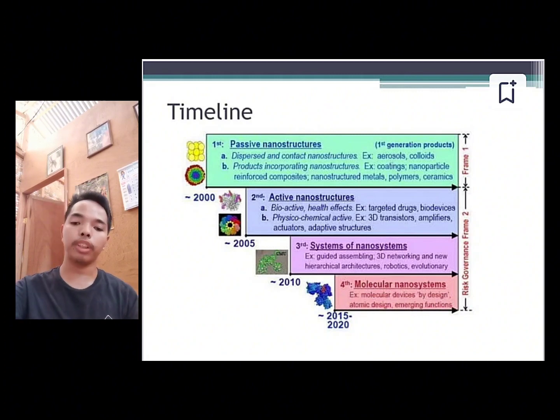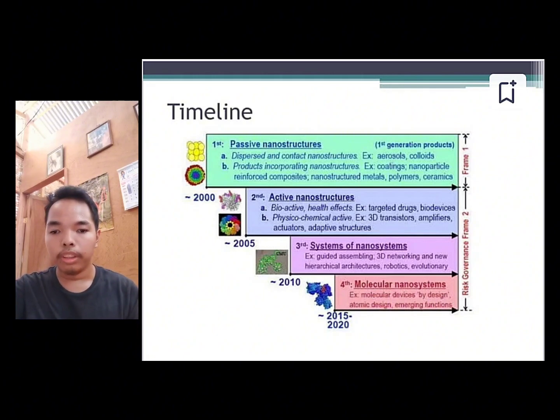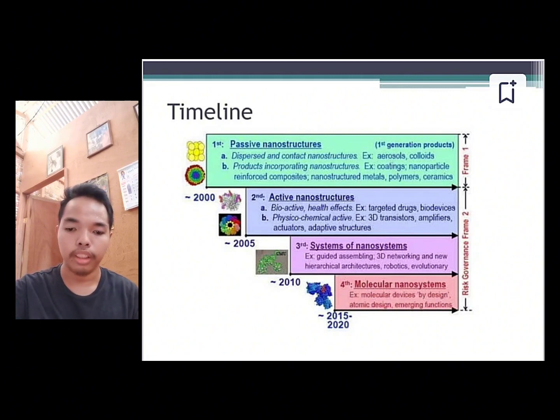And in year 2010, the third is the system of nanosystems, and one example is guided assembling in 3D networking and new hierarchical architectures. And in year 2015 and 2020, the fourth is molecular nanosystems, and that's all.